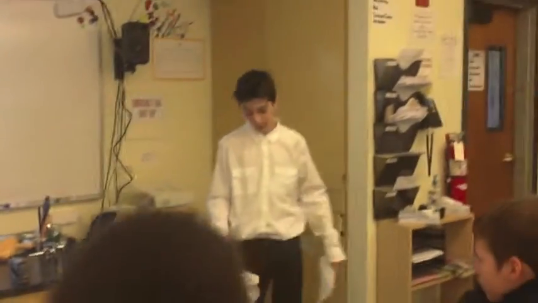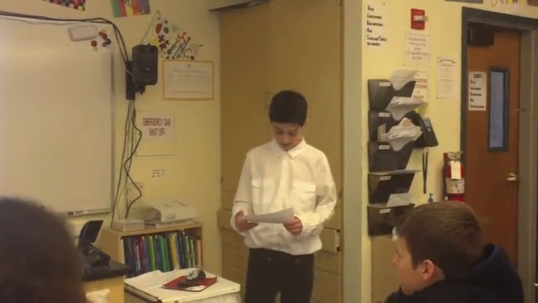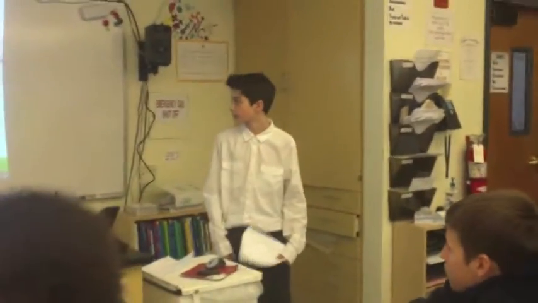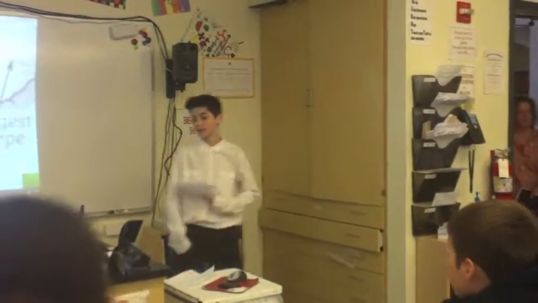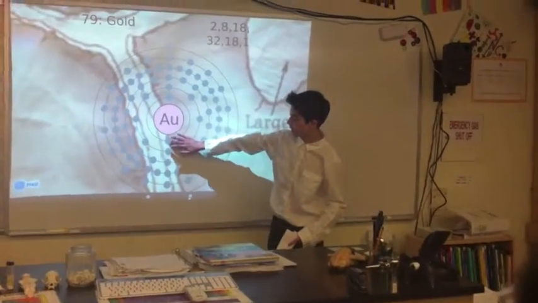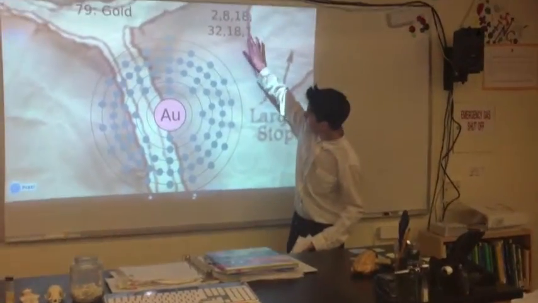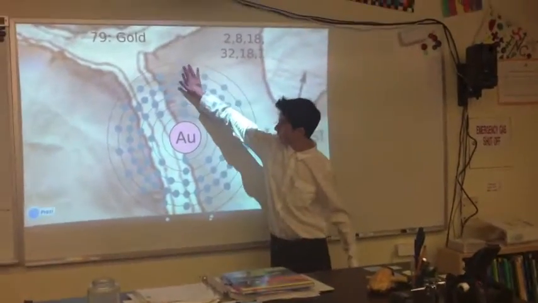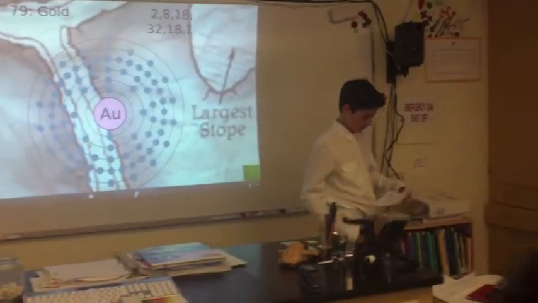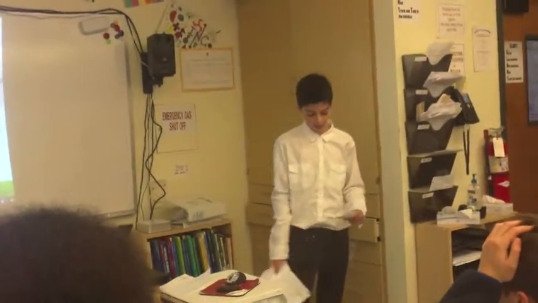Now, the radioactive isotope for gold is gold 198, and they sometimes use it to treat cancer. And these numbers in the very top right corner: 2 is the number of electrons in the innermost shell, and 1 is the number of electrons in the outermost shell. When I say radioactive, it means gold would have an unstable nucleus.